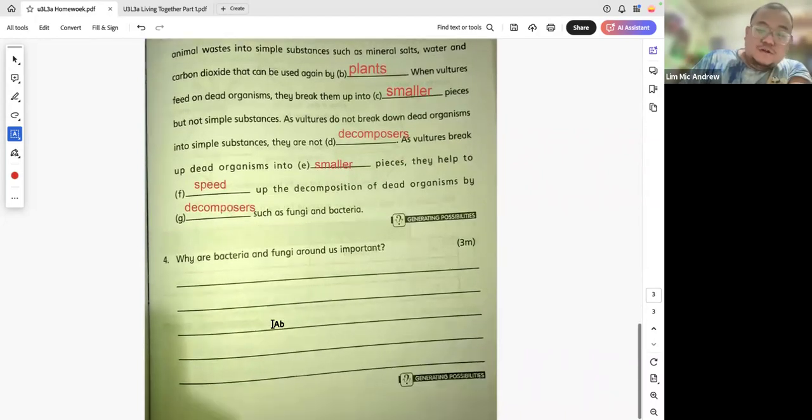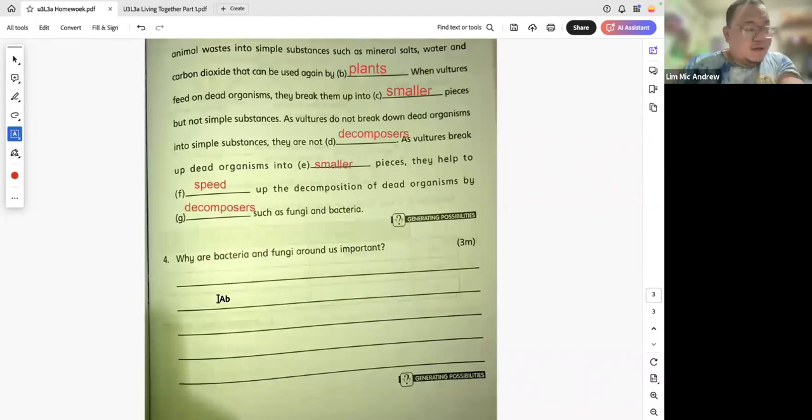All right. So next question. Why are bacteria and fungi around us important? As mentioned earlier, this lesson is about how living things are interdependent with each other. So the animal depends on the plant for food. And when animals and plants finish their lifespan and die, the decomposers will depend on them for food.